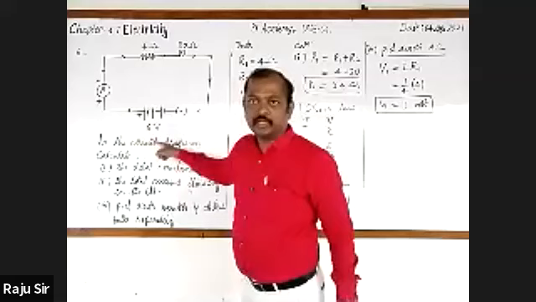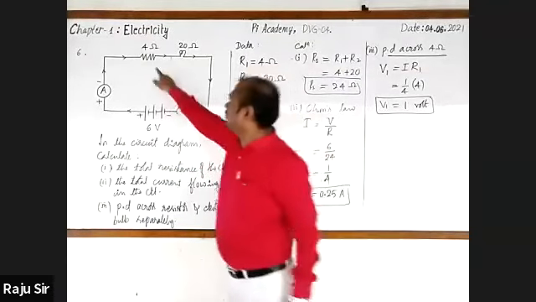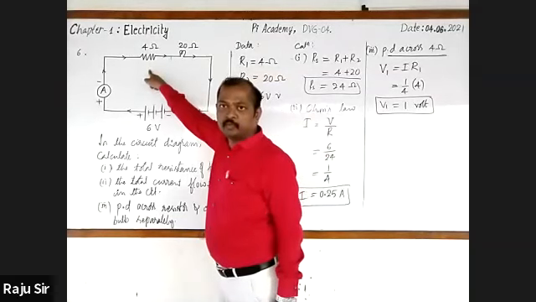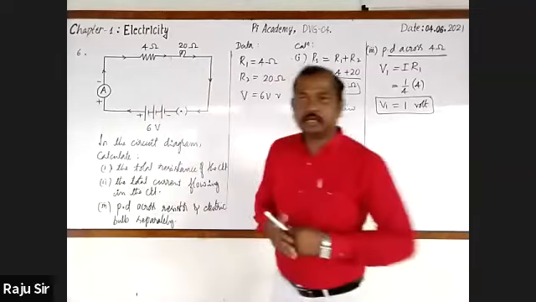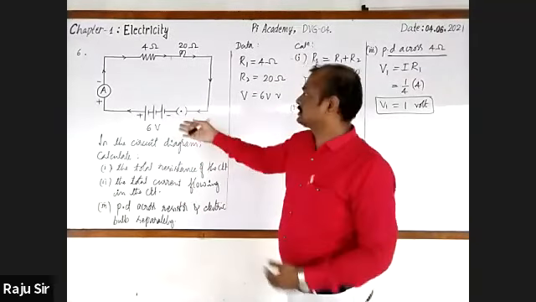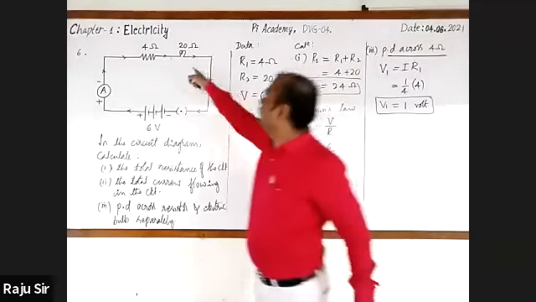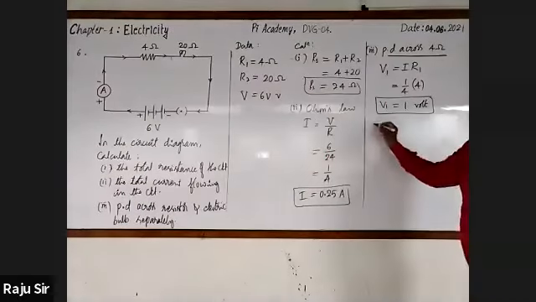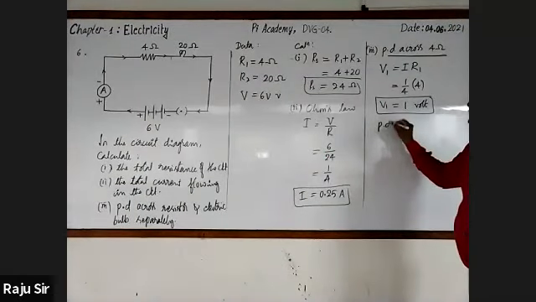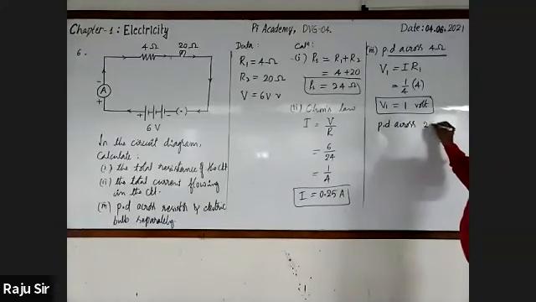Total voltage, that is the voltage of the battery, is 6 volts. Across the 4 ohm resistor is 1 volt. So the remaining is 5. Got it? You may find the remaining just by subtracting 1 from 6 volts. Or else you may find it separately. Both will be the same only. Now the potential difference across the 20 ohm.